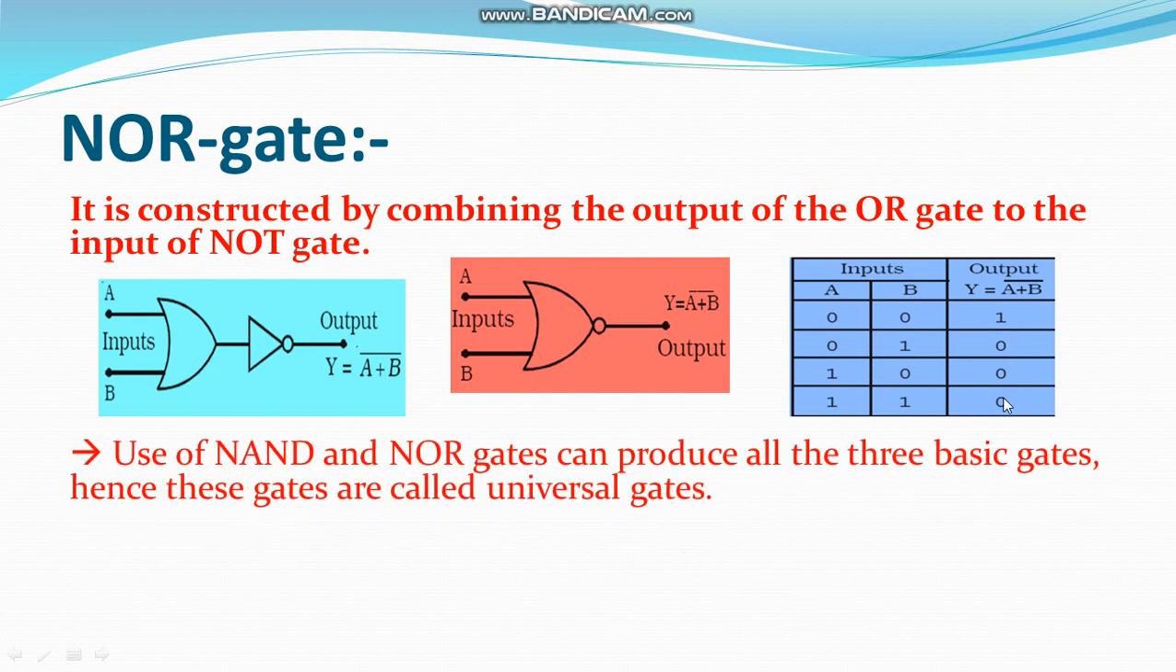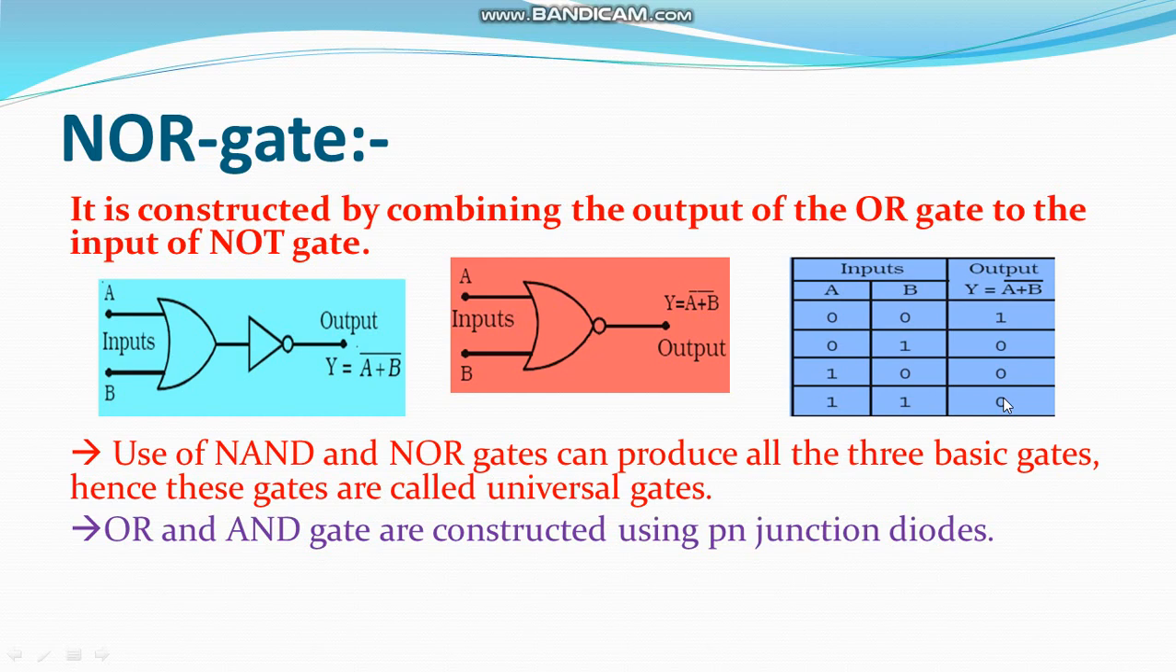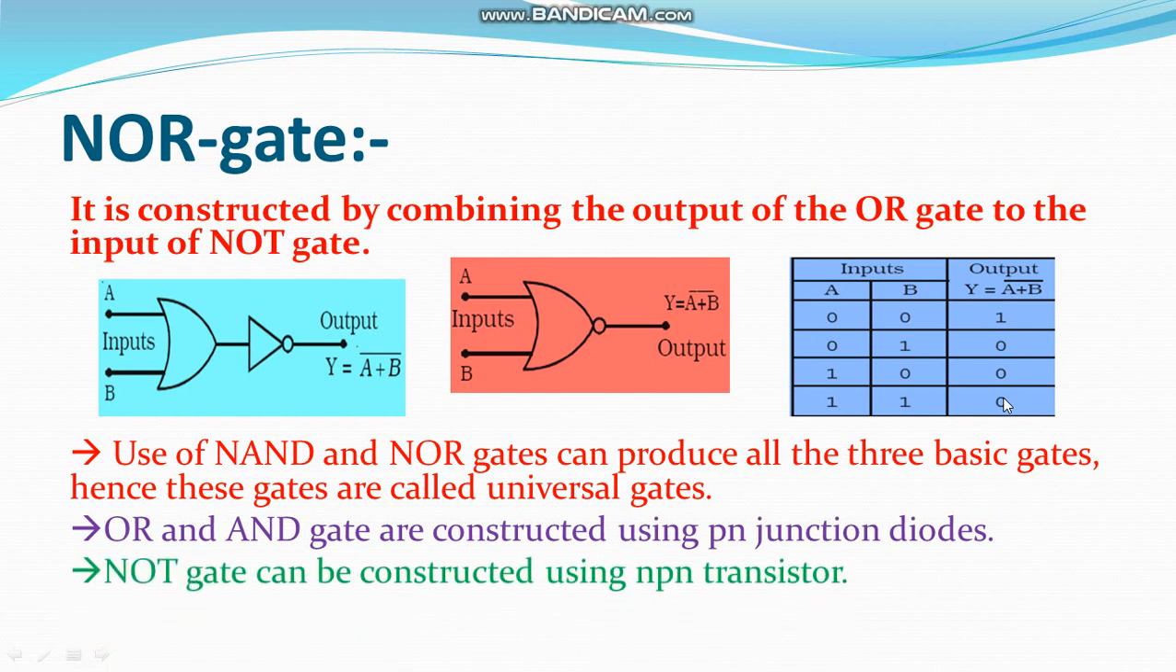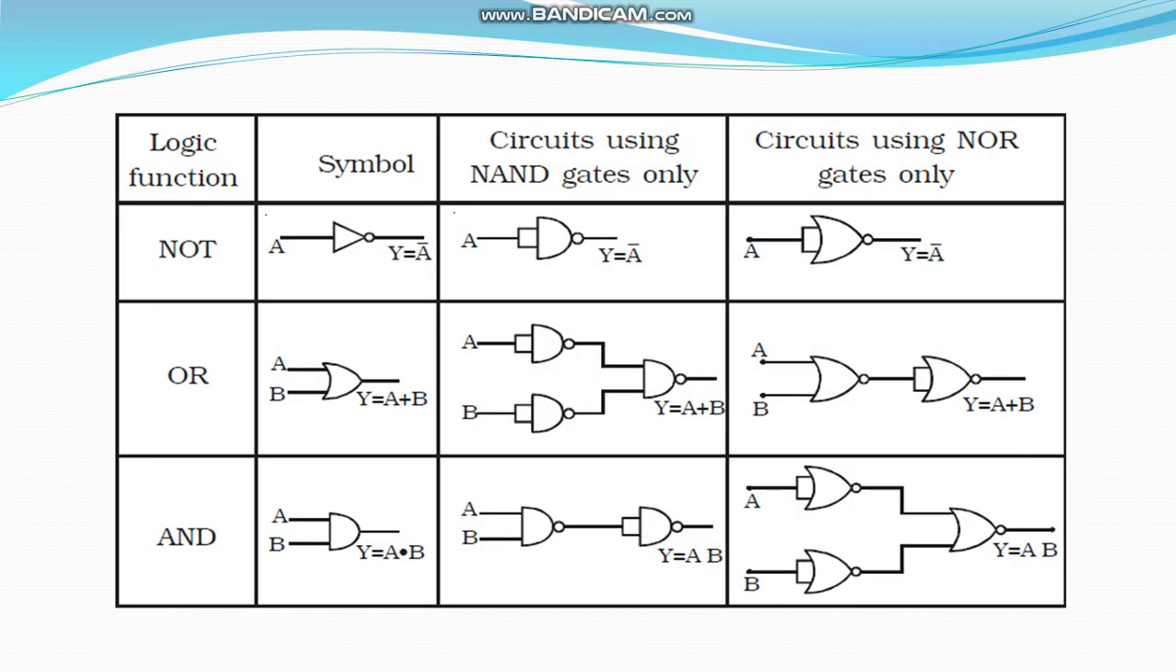Why do we say NAND gate and NOR gate are universal gates? Because using these gates it is possible to construct the basic gates, that is, the fundamental gates. OR and AND gates are constructed using PN junction diodes. NOT gate can be constructed using an NPN transistor. See, the fundamental gates NOT, OR and AND are possible to construct using NAND and NOR gates.